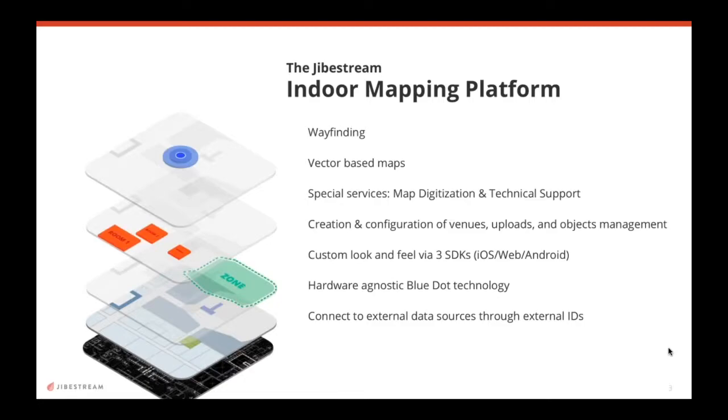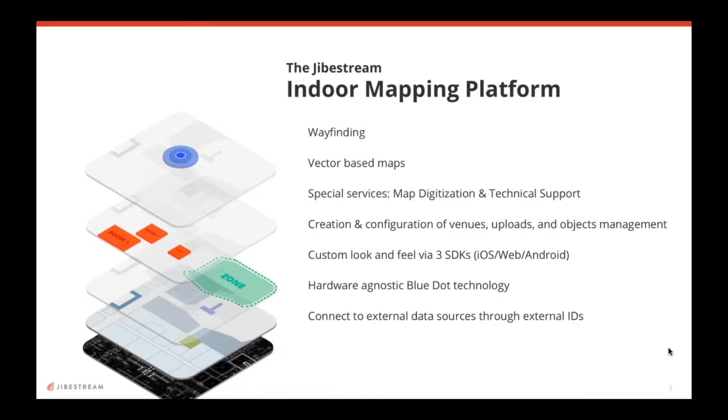We also provide a content management system, or CMS, which allows our customers to make metadata changes to their maps. Our customers can create and configure venues. So venues are things like different shopping centers or different buildings on a corporate campus. And they can manage their map objects in real time. So this just means that any changes made in the Jibestream CMS can show on the front-facing maps immediately after making the change.